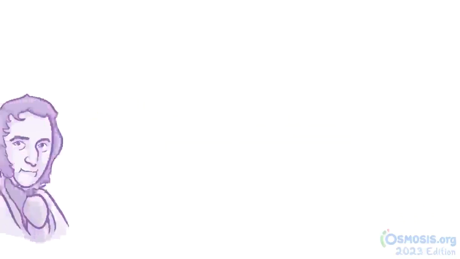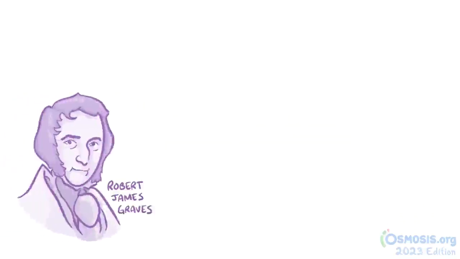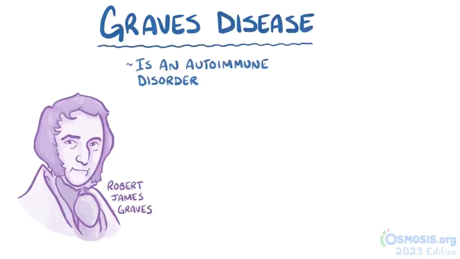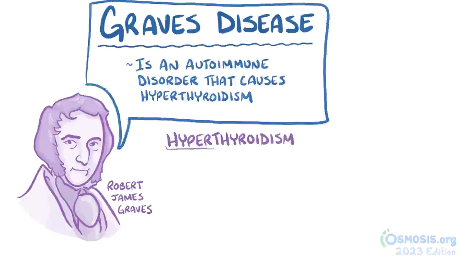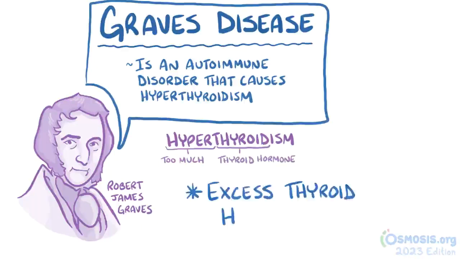First described by Irish surgeon Robert James Graves, Graves' disease is an autoimmune disorder that causes hyperthyroidism. In hyperthyroidism, hyper refers to having too much, and thyroid refers to thyroid hormone. So Graves' disease refers to a condition where there's excess thyroid hormones.